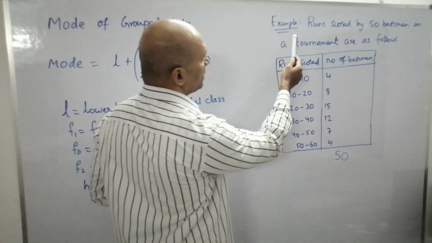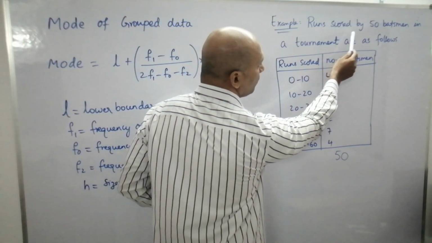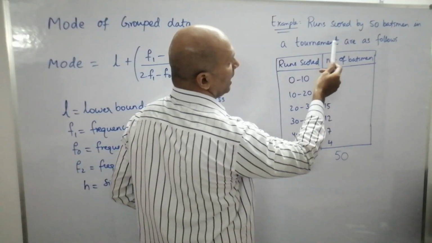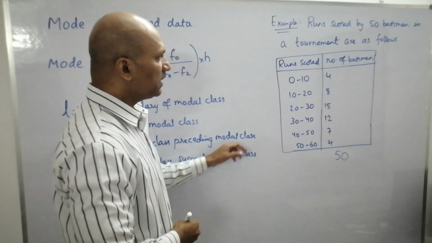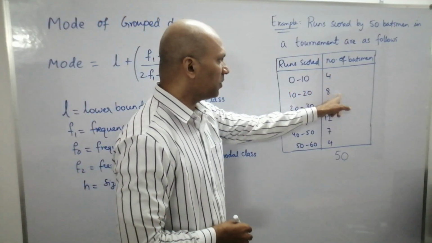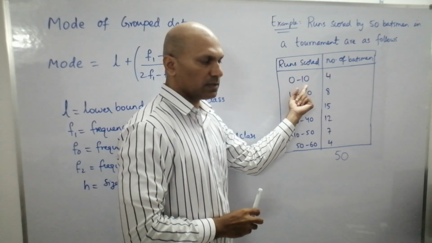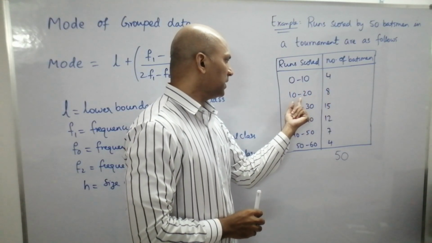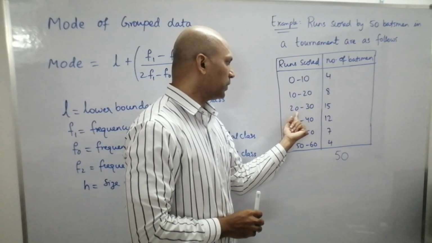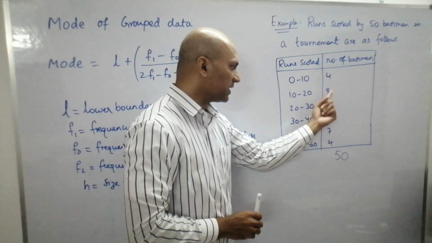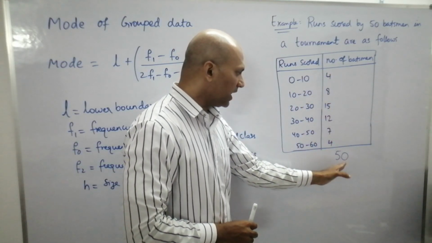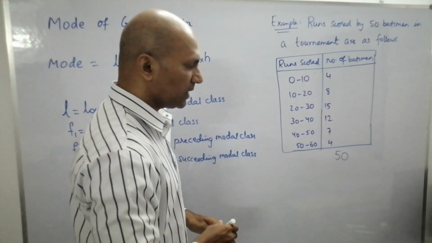So let us come back to this example. Runs scored by 50 batsmen in a tournament are as follows. These are the runs scored and these are the number of batsmen. So 4 batsmen scored 0 to 10 runs. 8 batsmen scored 10 to 20 runs and 20 to 30 runs were scored by 15 batsmen and so on. So like this we have total 50 batsmen.